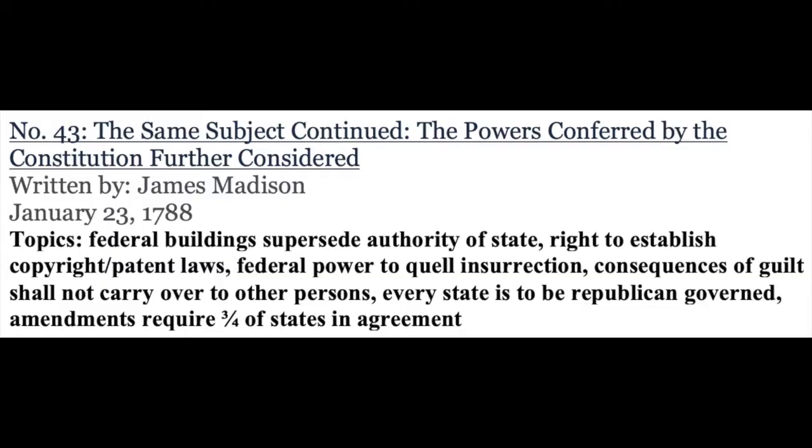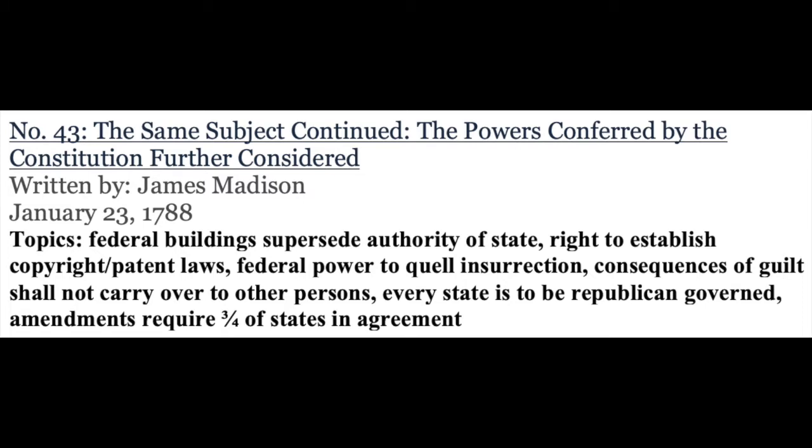We're going to be going over Federalist number 43. This is going to be the very last one of the series of the objects of the federal government. It's going to explain, I think it's the sixth, actually the fourth class of miscellaneous powers. I'm pretty sure there's six, so maybe this isn't the last one, but it is titled The Same Subject Continued, The Powers Conferred by the Constitution Further Considered, written by James Madison, January 23rd, 1788.